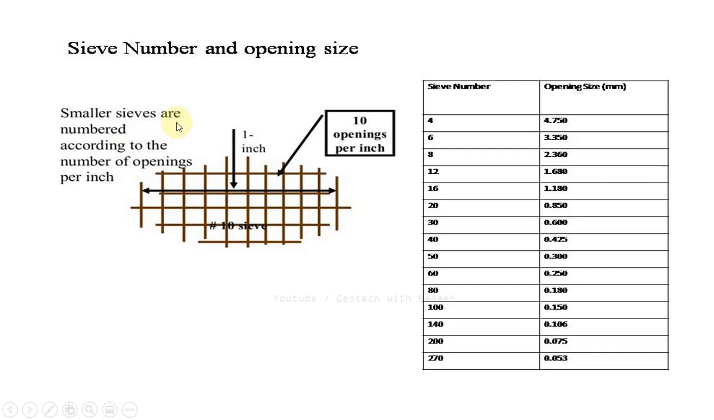Sieves are numbered according to the number of openings per inch. A number 10 sieve means there are 10 openings in one linear inch. Here are some sieve sizes in mm. For sieve number 4 it is 4.75 mm, and for number 6 sieve the size is 3.350 mm.